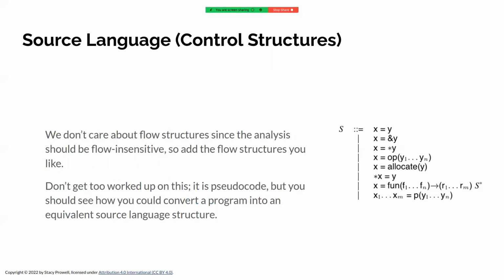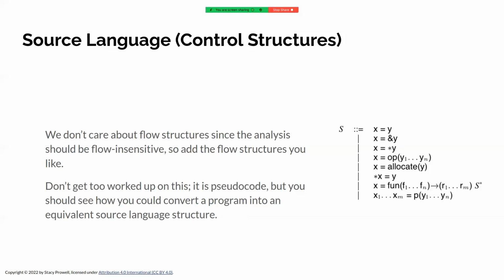We don't care about flow structures. Just throw in whatever flow structures you like. Don't get worked up about it. If you need an if, just throw an if-then-else, or whatever you want in there. If you need a while loop, throw a while loop in there. Don't care. We're not going to worry about that. So if you see, oh, he's using a while loop here, but he didn't tell me the semantics of his while, doesn't matter. Don't care. Okay.